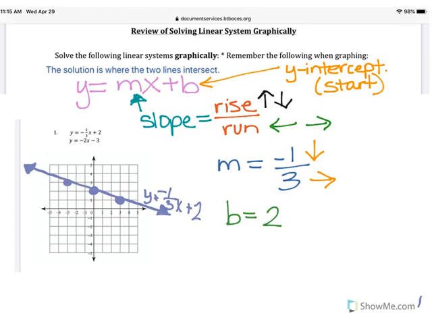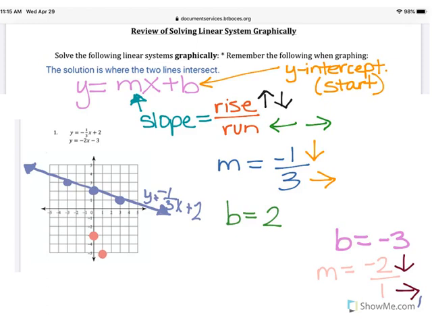Okay, the second graph is going to start at negative 3. So our y-intercept on the other one is negative 3. That's where we're going to start. And our slope on this one is negative 2. So to make that into a fraction, you can always put that over 1. And what that tells us is that we are going to go down 2 and to the right 1.